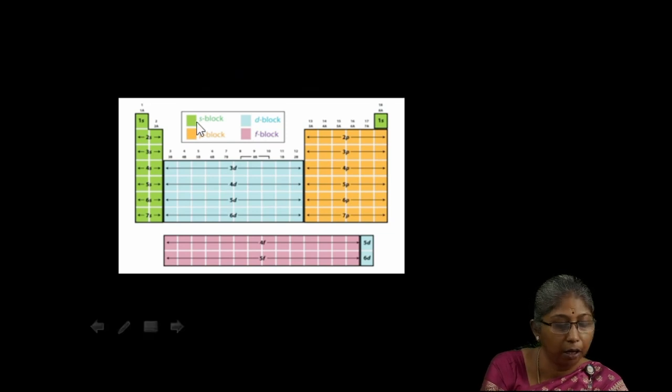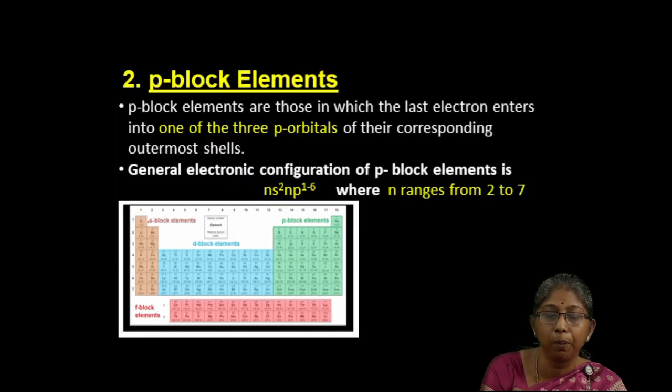See this one, now we can show these S block elements. It is 1s, 2s, 3s, 4s, 5s, 6s and 7s. So these are all S block elements, and see here this is one S block element. Now we'll move to the next one, P block elements.